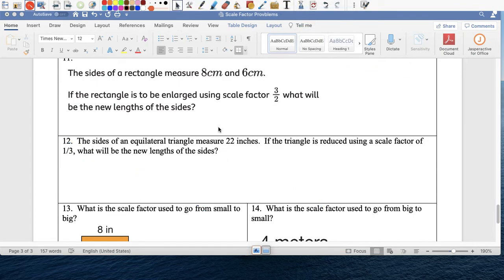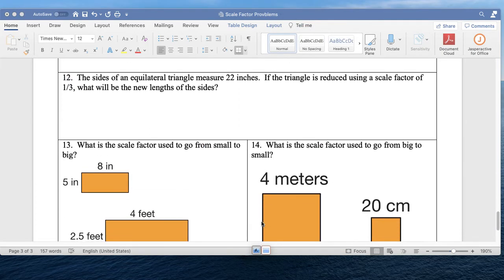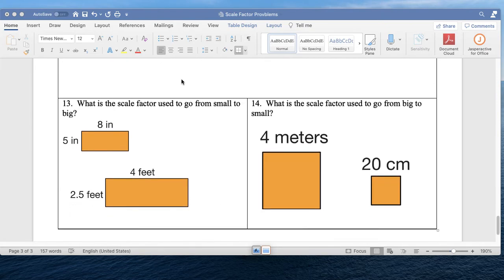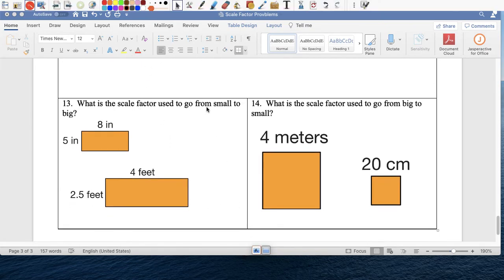The last two, what's the scale factor going from small to big? So obviously this rectangle became this rectangle. So you can see it's an enlargement. But the one thing, hopefully everybody notices, is that the units are different. So the units always have to be the same.